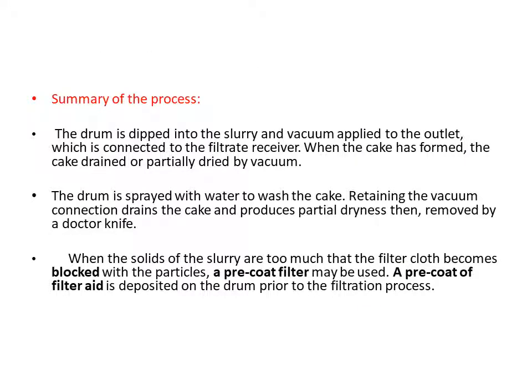Summary of the process. The drum is dipped into the slurry and vacuum applied on the outlet, which is connected to the filtrate receiver. When the cake is formed, the cake is drained or partially dried by vacuum. The cake is sprayed with water to wash the cake. Retaining the vacuum connection drains the cake and produces partial dryness, then it is removed by a doctor's knife.